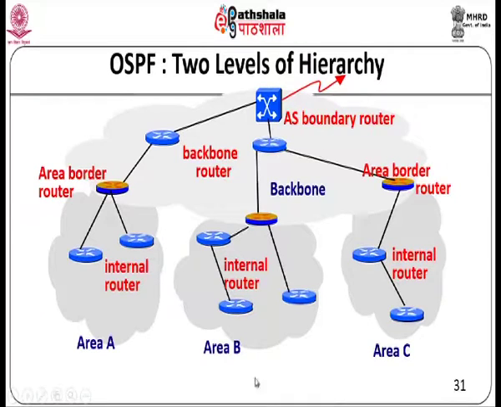This is typically what it looks like. If I have many routers in areas A, B and C, these areas will have something called an area border router. This border router is the one which will send information about its area to the other routers. There may also be a backbone router which can be connected through an autonomous system boundary router to other autonomous systems. This is typically the level that you will have.